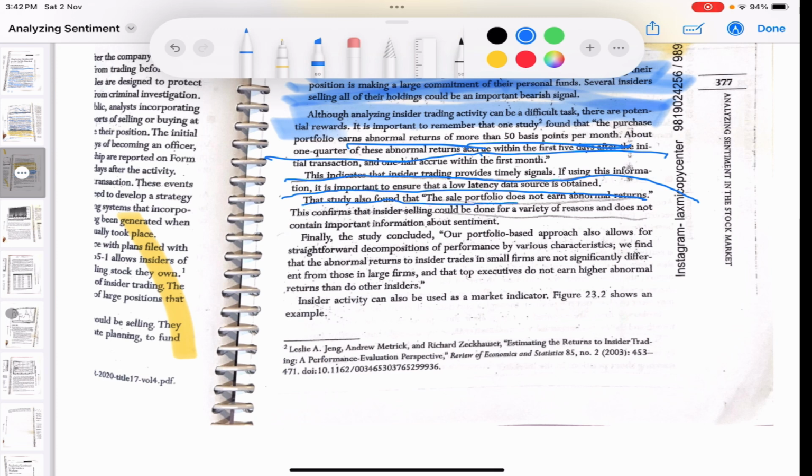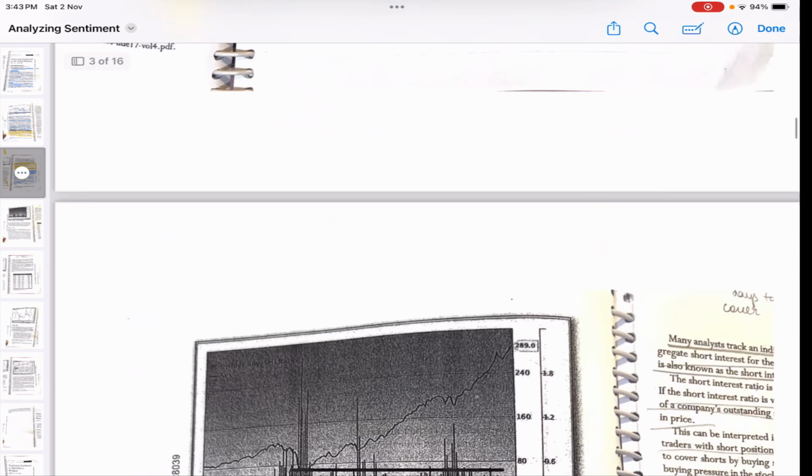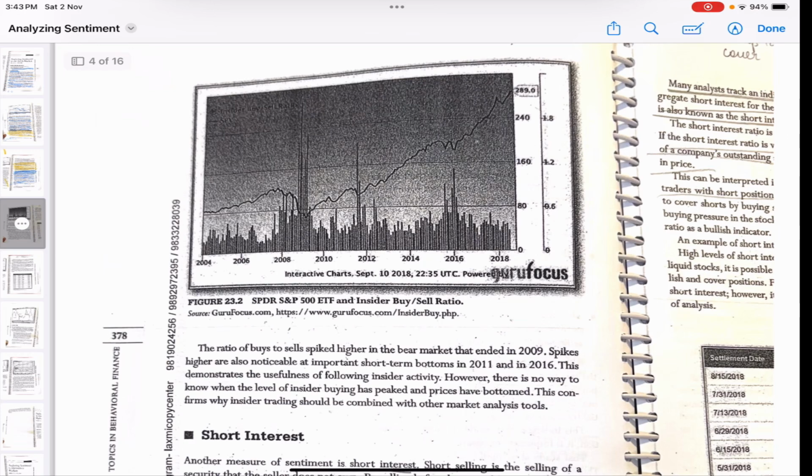The study also found that the sale portfolio does not earn abnormal returns. So insider buying is more powerful as compared to insider selling. Keep that in mind. Finally, the study concluded our portfolio based approach also allows the straightforward decompositions of performance by various characteristics. We find that abnormal returns to insider trades in small firms are not significantly different from those of large firms. So, insider activity can also be used in your trading, right?